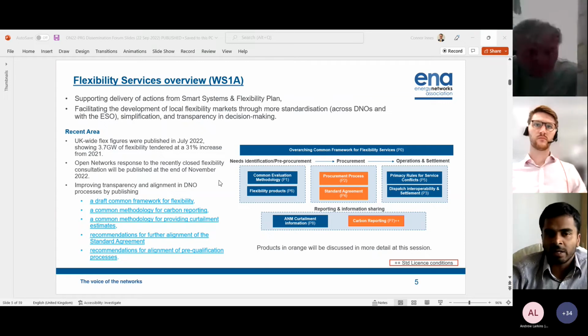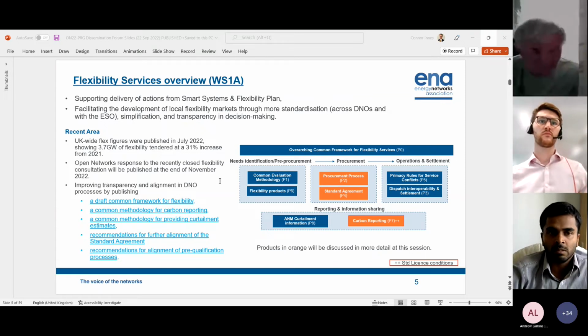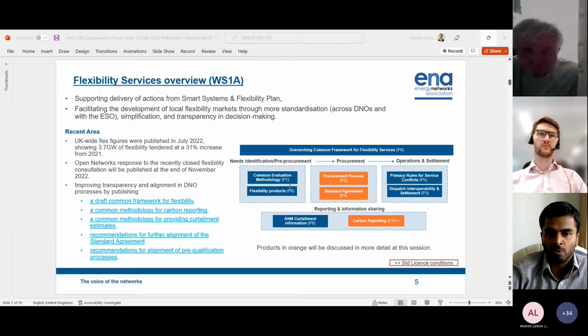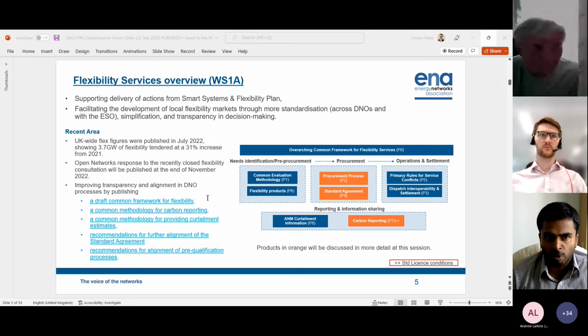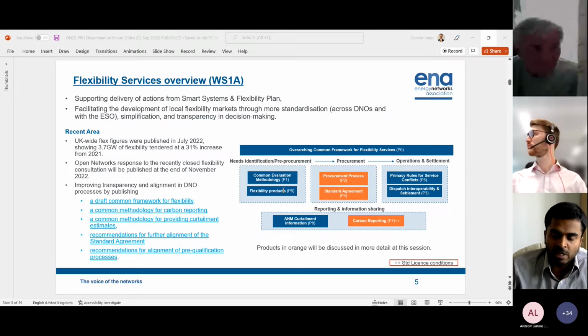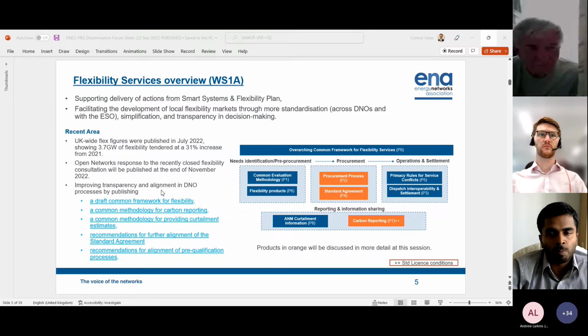And today, like I said, I'll quickly take you through Workstream 1A as a quick overview. So this is a workstream that focuses essentially on developing the local flex markets through standardization and simplification in the overall decision making that comes to everything local flex markets. So this is obviously in coordination with DNO and ESO, because if the ambition is to go towards a liquid market, we have to and we continue to work very closely with ESO.